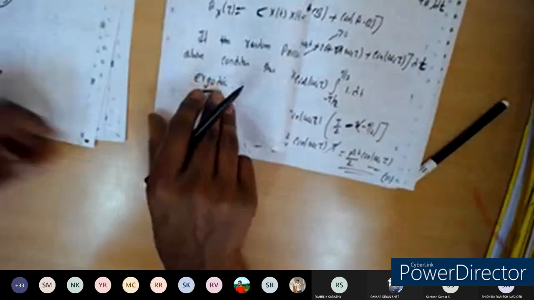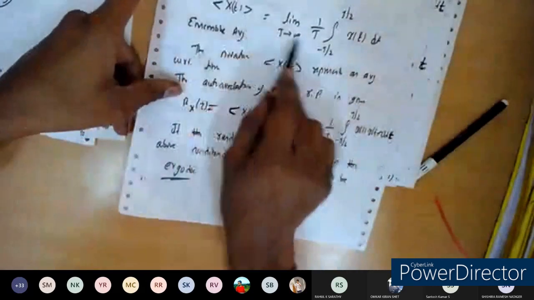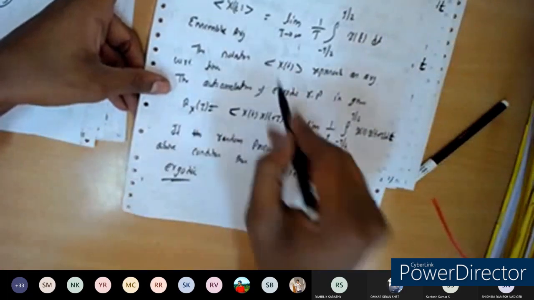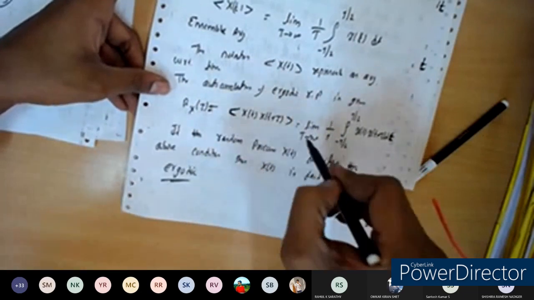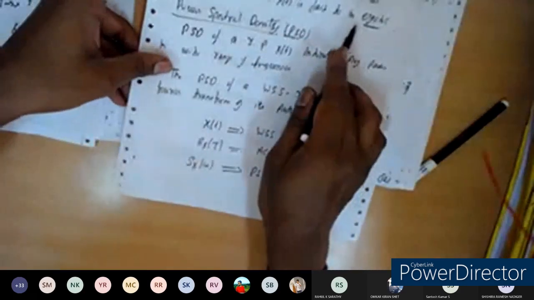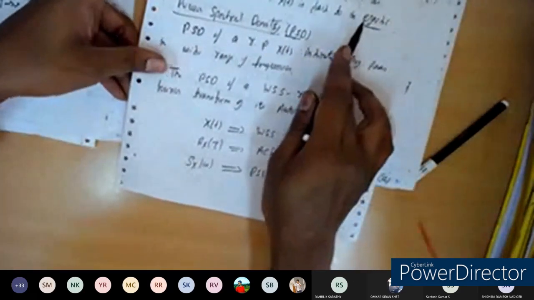Afterwards we saw the ergodic random process. If the random process is taken for the time average, we call it an ergodic random process. For it, the autocorrelation function of the time average and of the ensemble remain the same, so we can say it is ergodic. We took an example and proved that the autocorrelations of both are the same, so it is ergodic here.